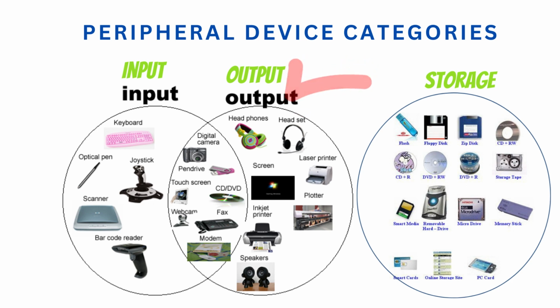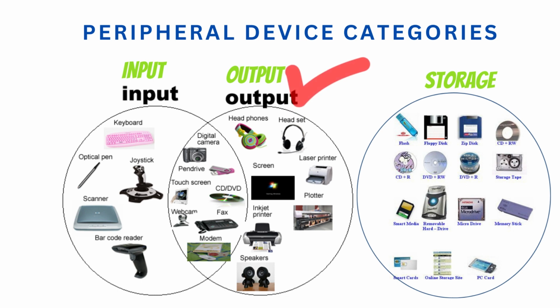Hope you remember this screen from our previous lesson. We talked about the first peripheral device category, which is input devices, in the previous lesson. And in this lesson today, we learn the second category, which is output devices.